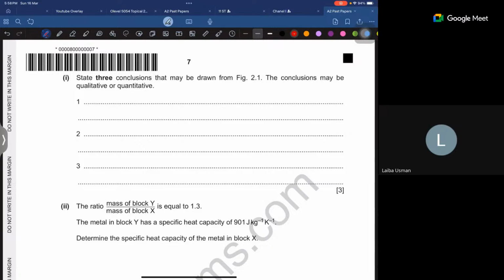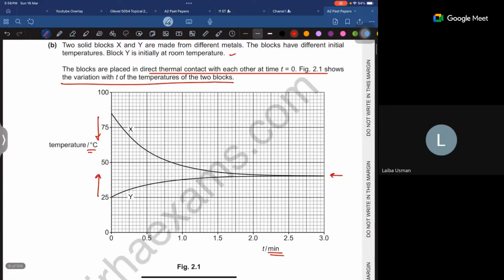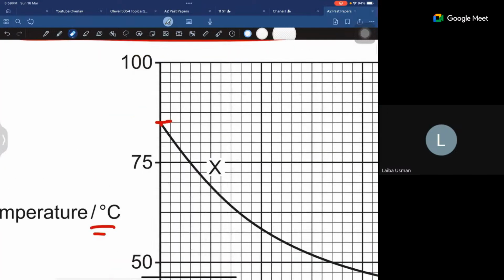So three conclusions that may be drawn from figure 3.1, and this may be qualitative or quantitative. First of all, if I had to write, obviously I've seen that X is losing temperature, right? And Y is gaining temperature. But how much temperature is lost? I think we can do that as well. So for example, if you see X started from a point which is, I think if this is 75, 50, this is going to be 60, 70, 80, 90. No, that's not going to work.